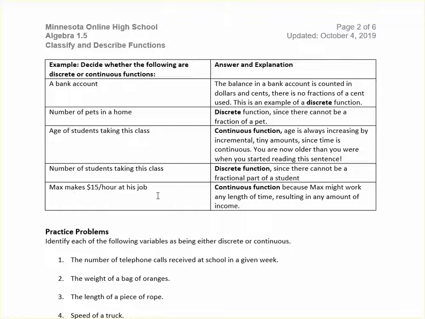Max makes $15 an hour at his job. This is usually a continuous function, because he might work 1 hour and 7 minutes. It kind of depends on the time card and how you write it down. Some places have you round to the nearest hour or nearest 15 minutes, but usually this is now done on a computer and you're getting paid for every minute you're there. So it kind of depends. In this example, we decided it was continuous because he might work any length of time.